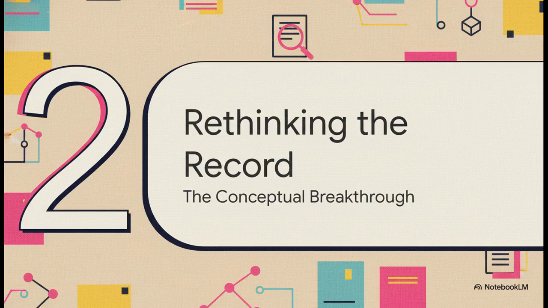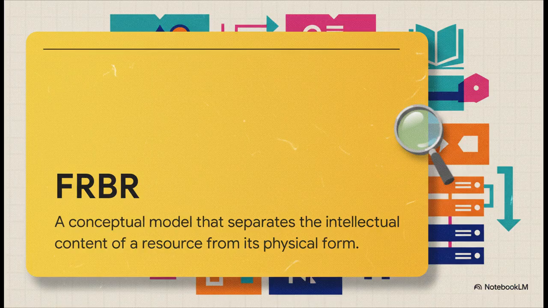So what do you do when the old system just doesn't work? Well, you don't just patch it up with new rules. You have to completely rethink your approach from the ground up. And that's exactly what happened. It led to this incredible conceptual breakthrough known as the FRBR model. FRBR, that's Functional Requirements for Bibliographic Records.